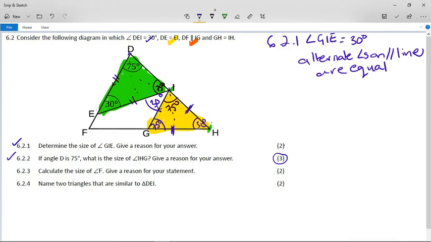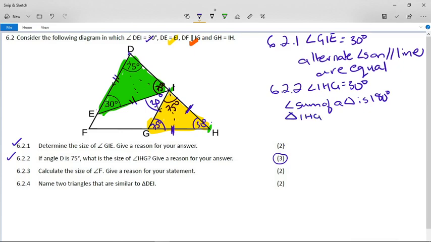So this one, 6.2.2, says, what is IHG? So 6.2.2, angle IHG equals 30 degrees. Okay, and then I would give two reasons here. I would say it's the angle sum of a triangle is 180 degrees, or I would say triangle IHG is isosceles. Okay, so there we go. We've got the 30 degrees and we should have our 3 marks.